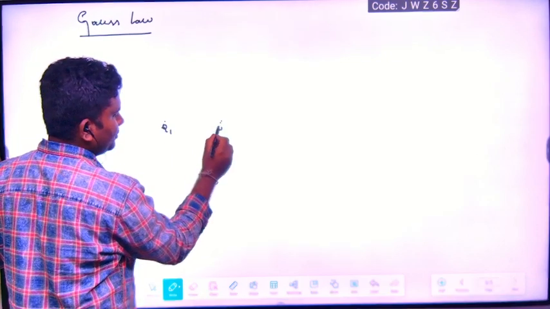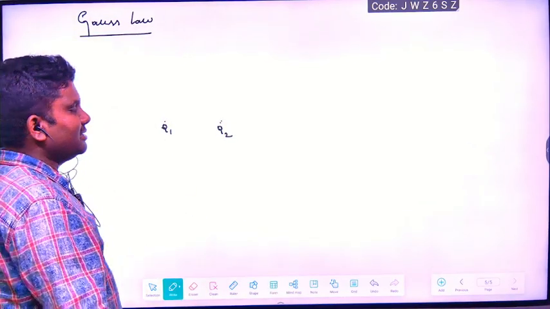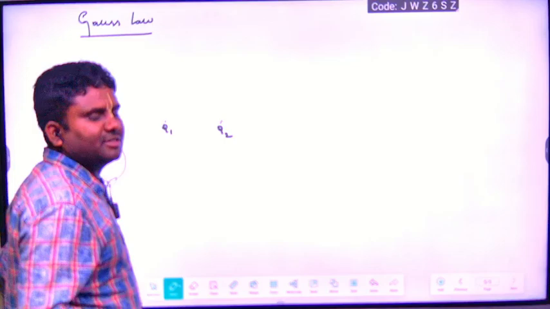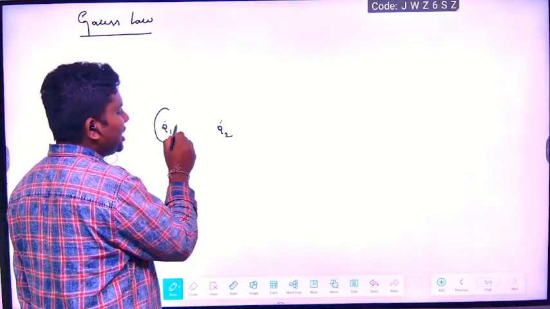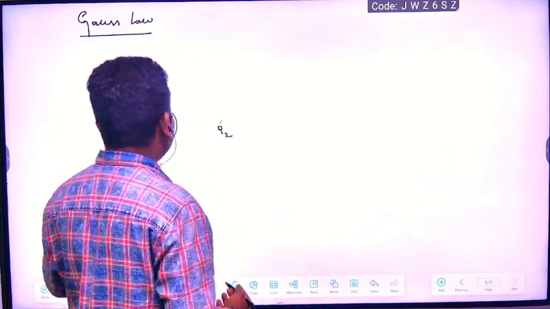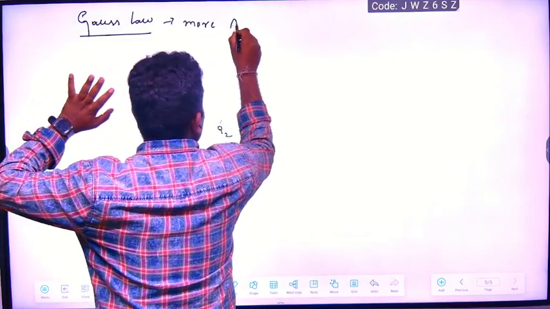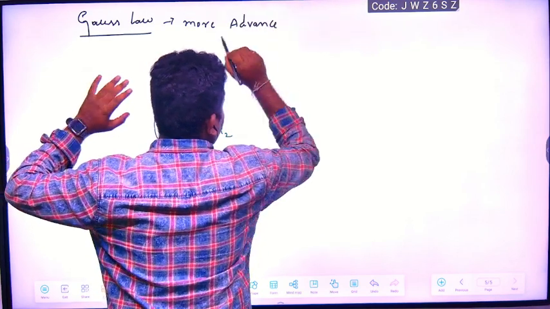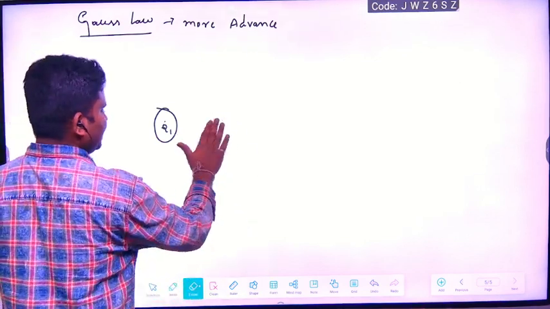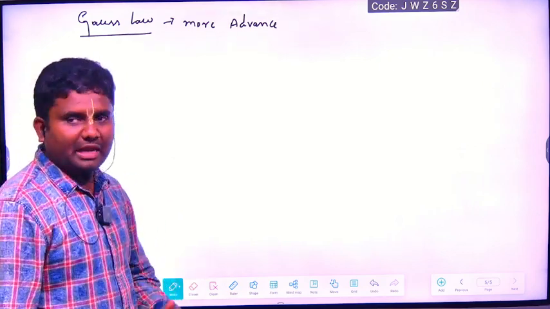Q1 and Q2, two charges should be there to explain Coulomb's law. Coulomb's law is applicable only where there are two charges, and that too, it will explain only force. Now if there is only one charge, we cannot use Coulomb's law. That's why Gauss law is more advanced. It's a more advanced tool to explain electrostatics. It's very important. Coulomb's law is the basic, and this Gauss law will also give the concept of electric flux.